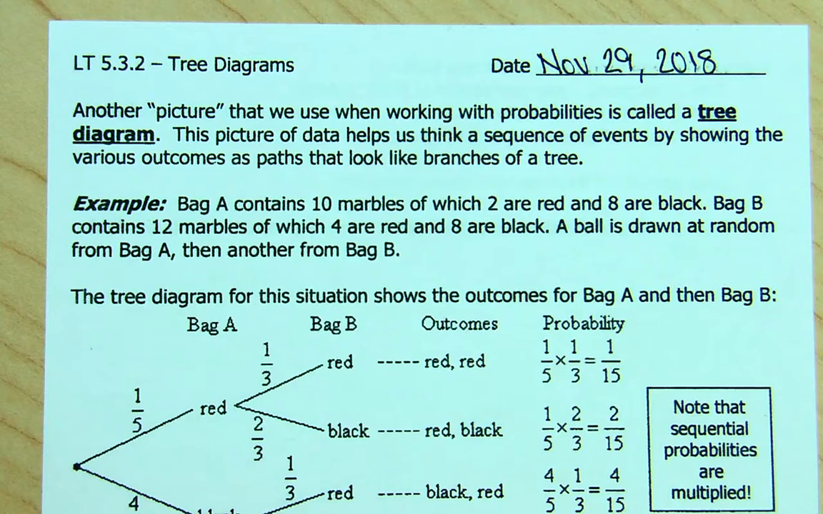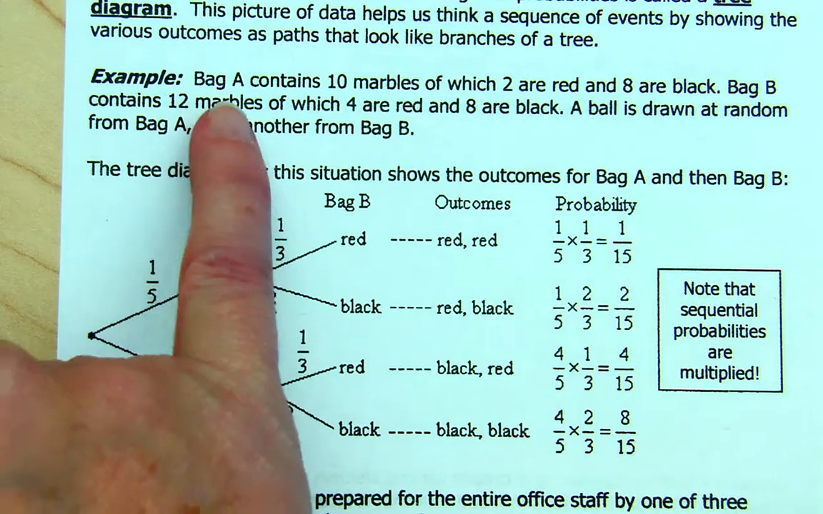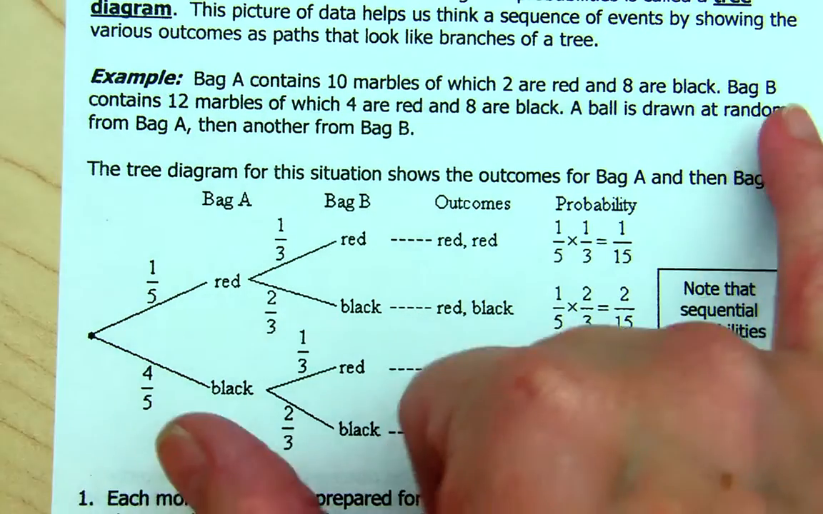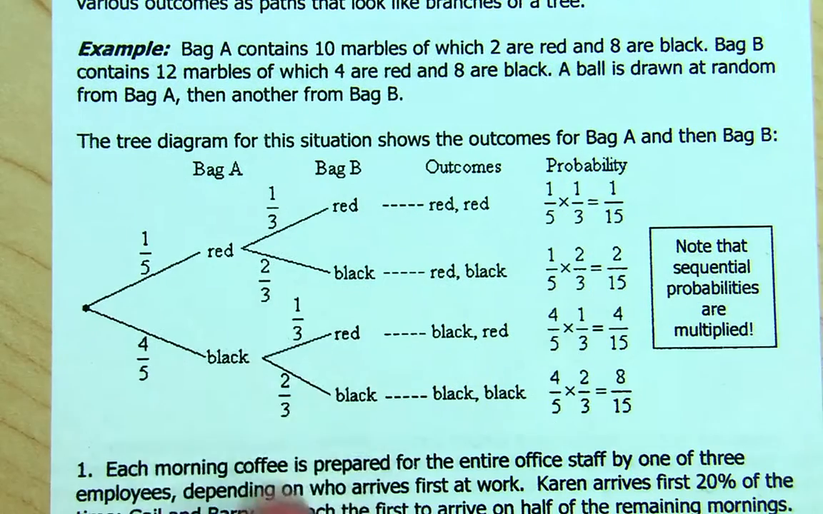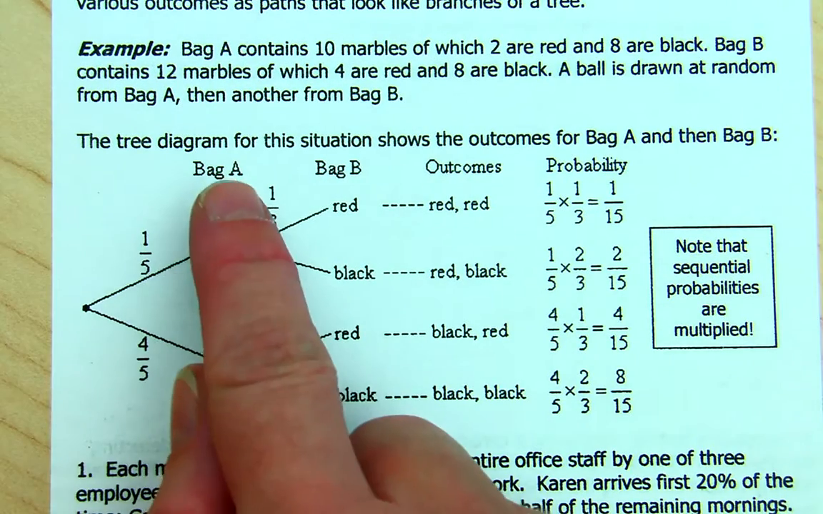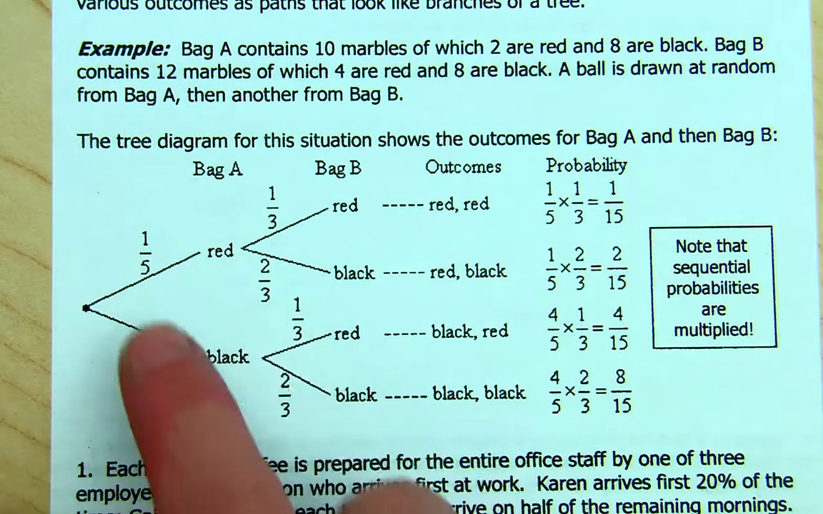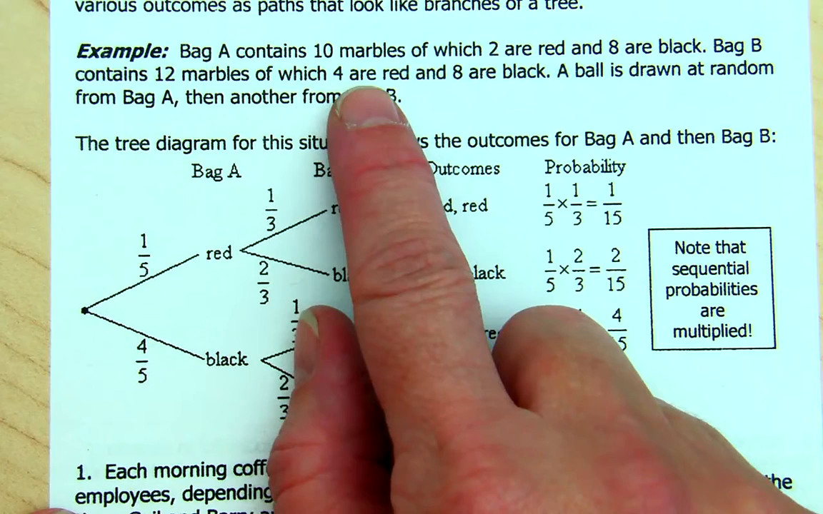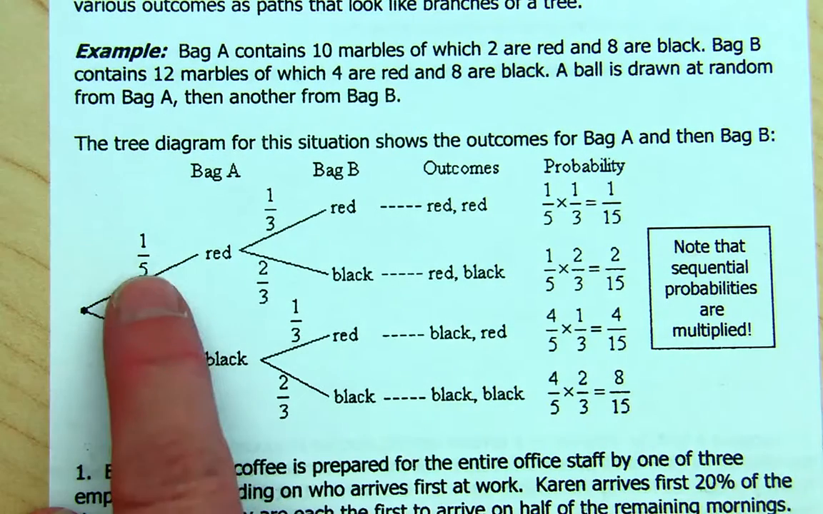So in your example at the top, it talks about drawing marbles out of a bag. Okay? So it says bag A contains 10 marbles, 2 are red, 8 are black. And then bag B contains 12 marbles, 4 are red, and 8 are black. So we see here whenever we draw a marble out of bag A, we have two options. It can be red or it can be black. Since the red is 2 out of 10, that's 1/5.